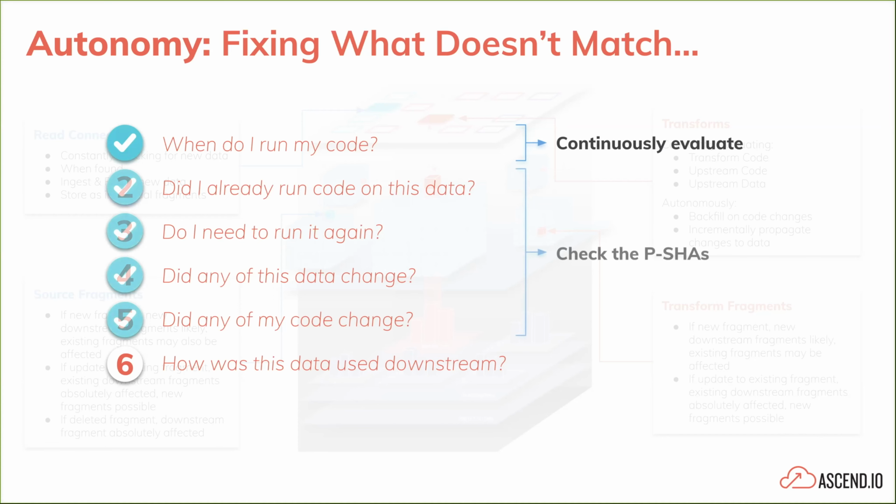The next set of questions: did you already run this code on this data? Do I need to run it again? Which data changed? You can just check the p-SHAs to know what's in a state of mismatch and needs to be repaired. And then the last part, what's being used downstream, is done through traversing the graph, traversing those p-SHAs, and determining which fragments are changed accordingly.